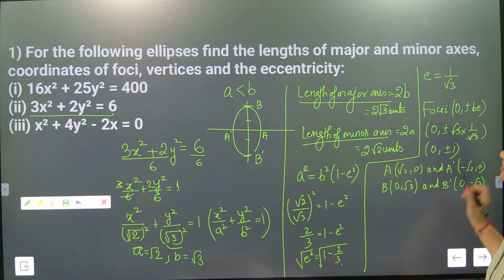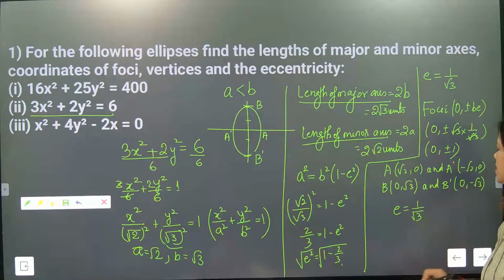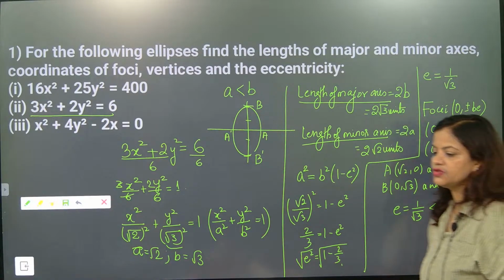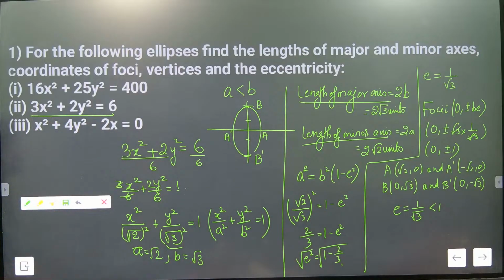So A and B vertices are done. Eccentricity, you have already taken as 1 by root 3, which is lesser than 1. So definitely, when you solve like this, the eccentricity is correct for you.